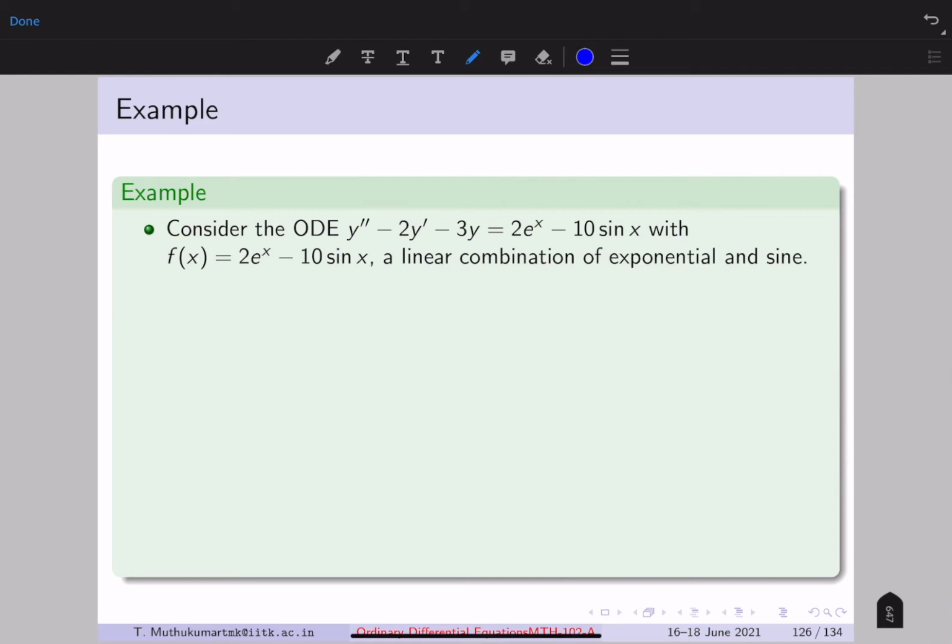Let's look at an example. So this is now a linear combination of exponential and sine. Okay, so how do you, in these cases, you remember when we did, what did we do? What are we supposed to do? We are supposed to look at the annihilator of this function together.